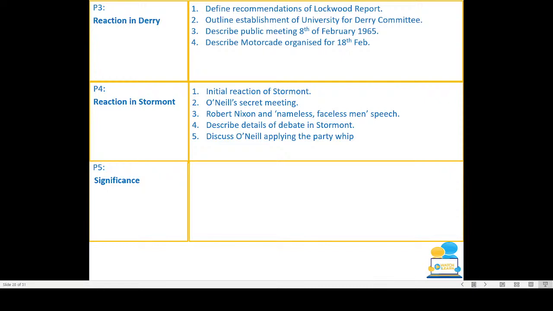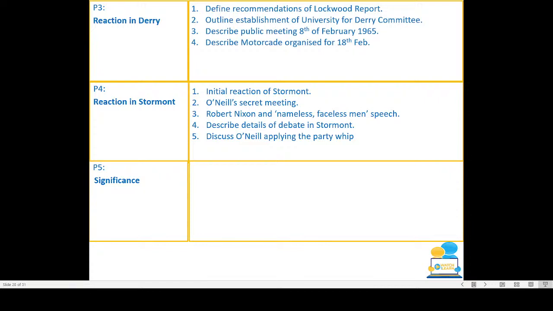We'll describe O'Neill's secret meeting with seven unionists from Derry, how that's controversial. I'd look for you to include Robert Nixon and his nameless, faceless men speech. That's a really good quote to include there, evidence of outside reading. And we'll describe details of the debate in Stormont. Discuss O'Neill applying the party whip. How is that controversial? So O'Neill essentially forced unionist members, saying you're either supporting this Lockwood report or you're out of the Unionist Party.